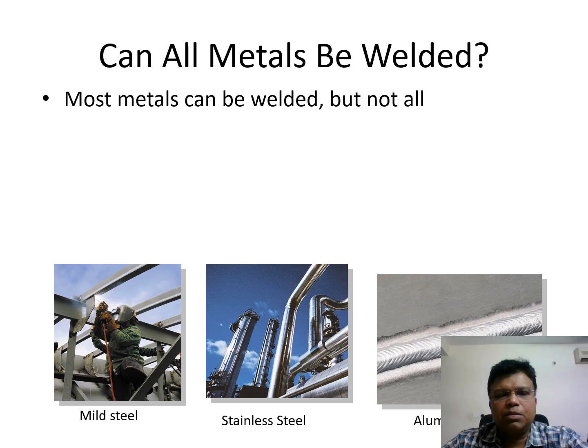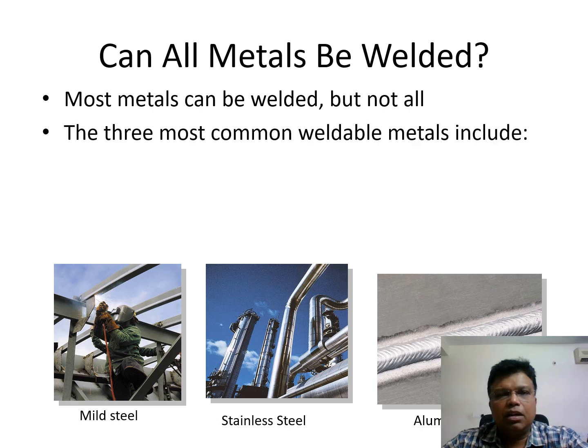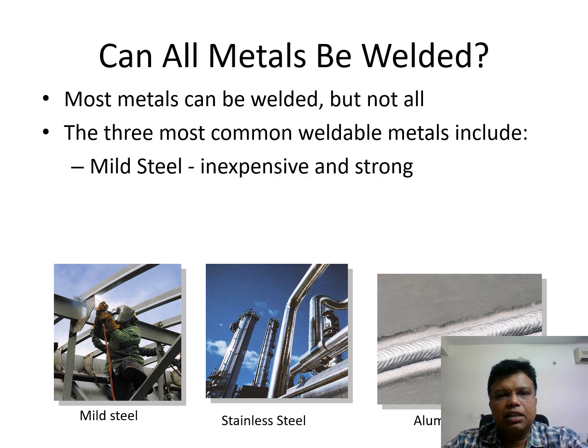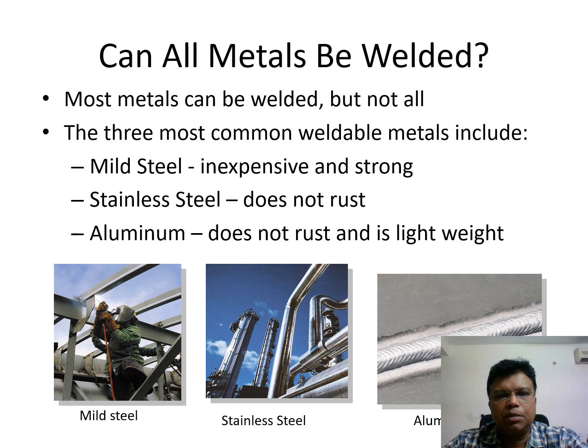And similarly, next comes the normal question: can all the metals be welded? In this category, most of the metals can be welded, but not all. The commonly weldable materials are classified into 3 categories. They are mild steel, which is considered inexpensive but also strong. The second category is stainless steel. The main USP of this metal is that it does not rust. And the third category is aluminum. It is lightweight and it also does not rust.